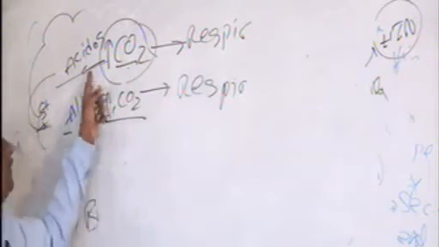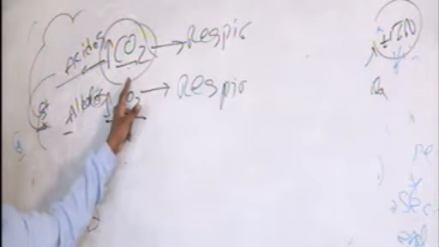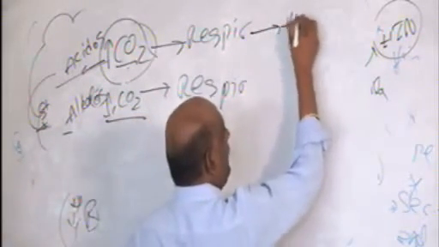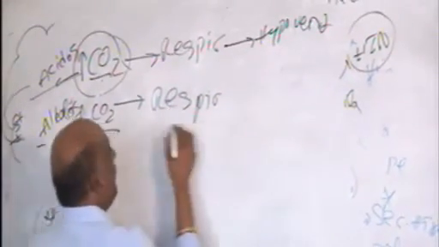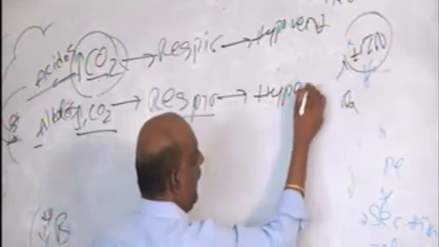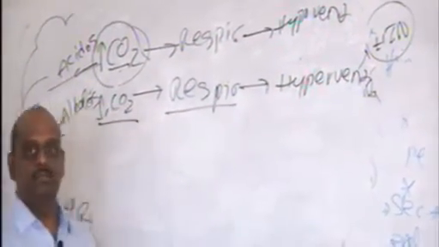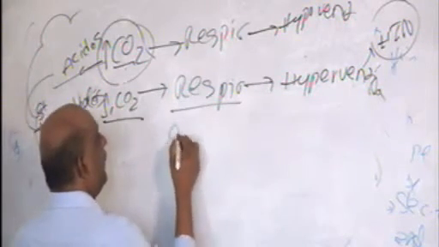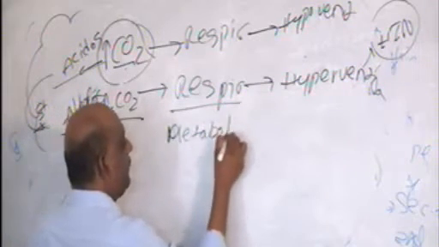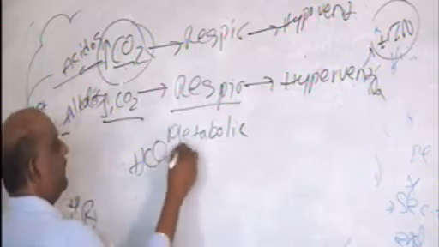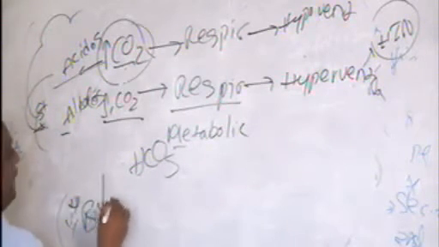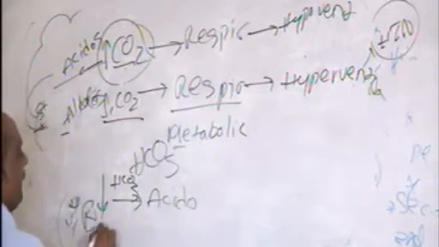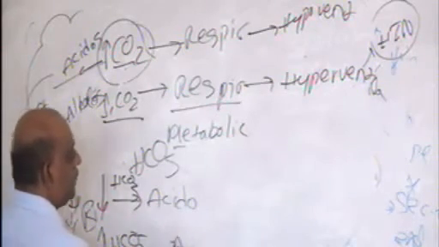How can respiration lead to CO2 excess? By hypoventilation or hyperventilation? Hypo. Hence, respiratory acidosis will occur whenever there is hypoventilation. Respiratory alkalosis occurs whenever there is hyperventilation. Okay? Then comes the metabolic. Metabolic is decided by what? Bicarbonate. Low bicarb is acidosis, high bicarb is alkalosis.